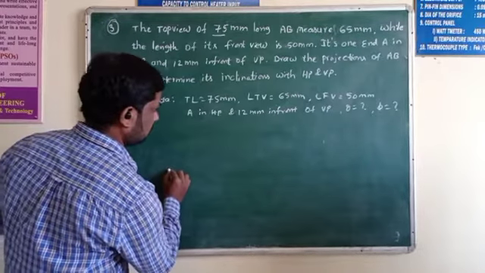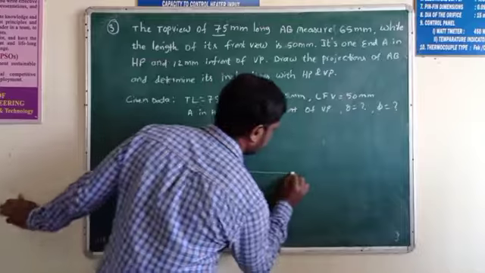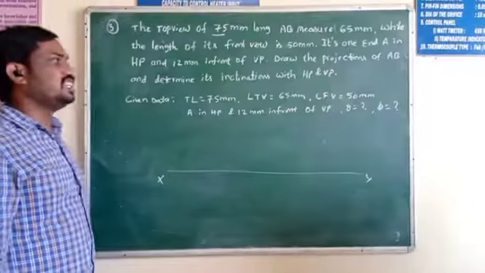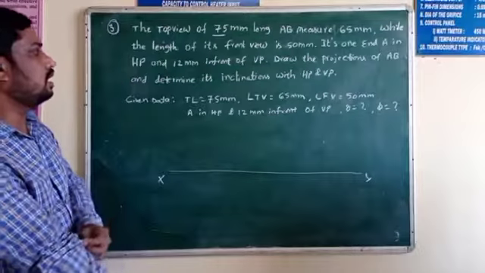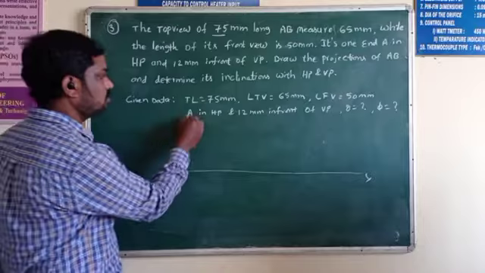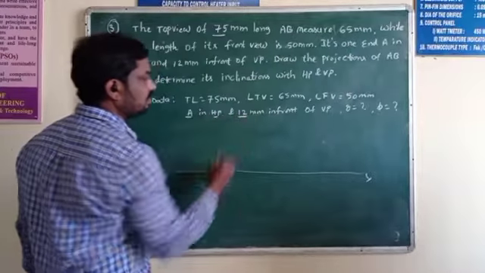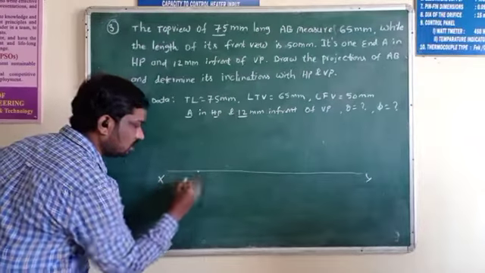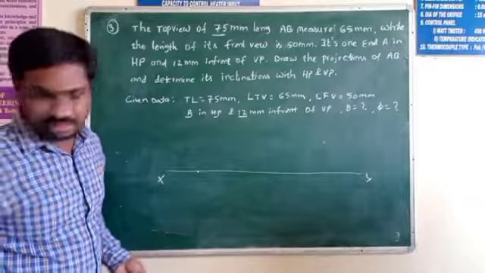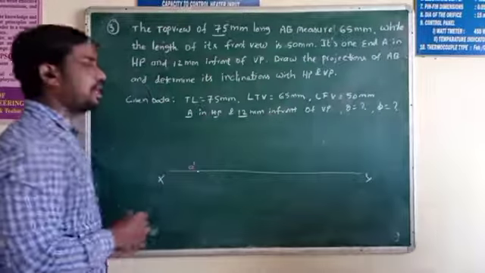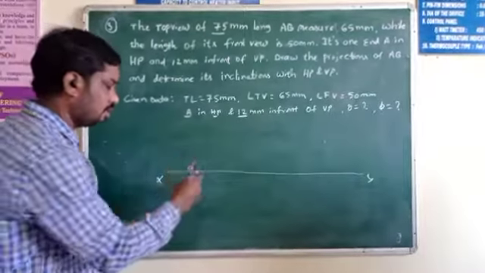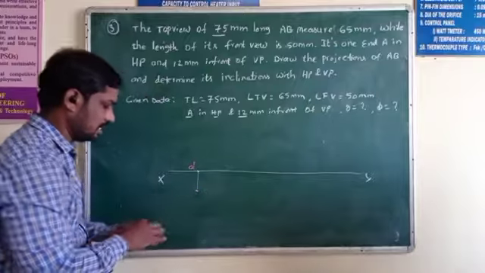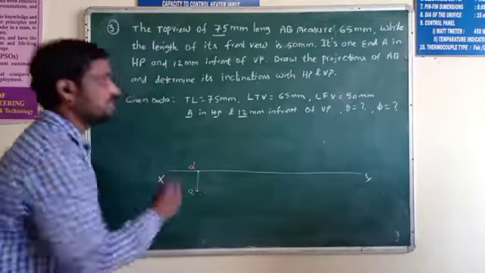First draw the XY line. Always first draw the given point A. The point A in HP means it is on the XY, that is A dash. And 12 mm in front of it means it is below the XY. This is the point A, so this is 12 mm in front of it.